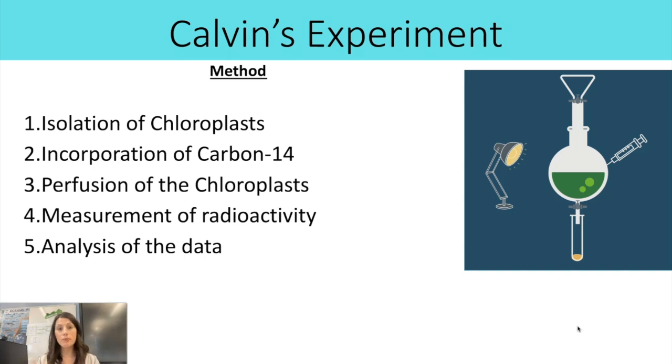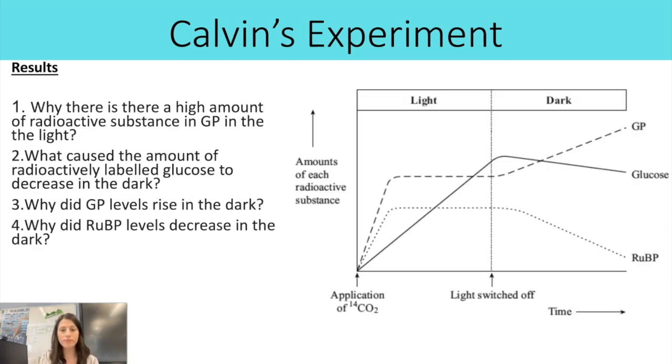That then leads us on to the measurement of radioactivity, and for this they would be using autoradiography, which is basically a way to measure the quantity of radioactive substances in each of those carbon-containing compounds. Lastly comes the analysis of the results, and this is more where the questions come in. So let's have a look at a typical set of results you could get.